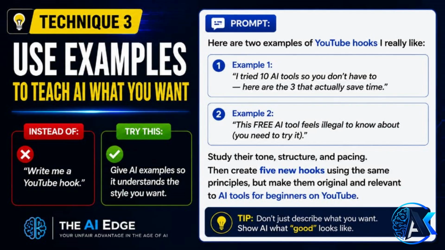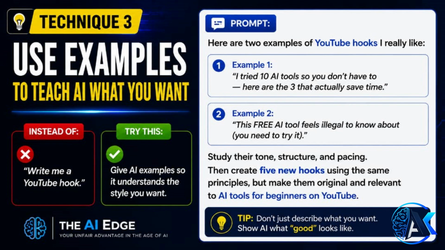Sometimes explaining what you want isn't enough. Instead, show AI an example. This is often called few-shot prompting. For example, instead of saying, "Write me a YouTube hook," you could give AI 1 or 2 hooks you really like and say, "These are examples of the style I want. Study their tone, structure, and pacing, then create 5 new hooks using the same principles."